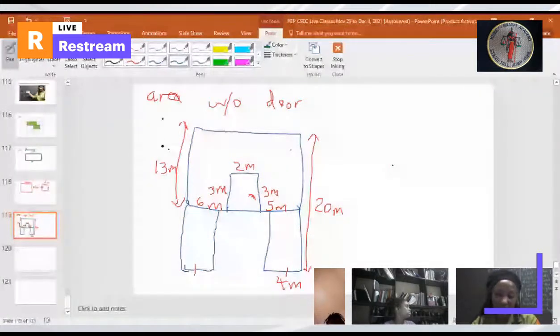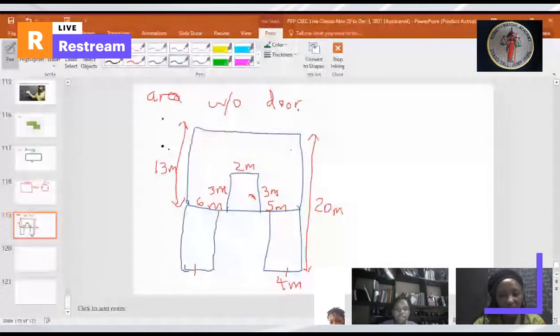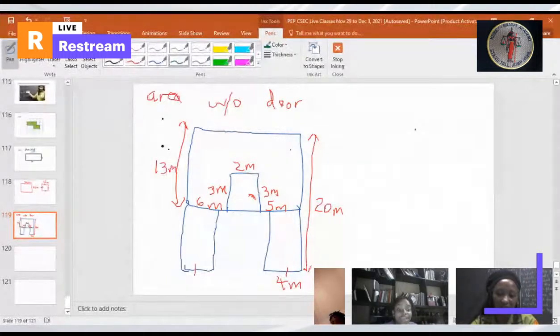You're almost right. There's just one point you're missing. What does it say up here? Without the door. You're not supposed to add the door. So did you take out the door? No. You're supposed to find the side area without the door.